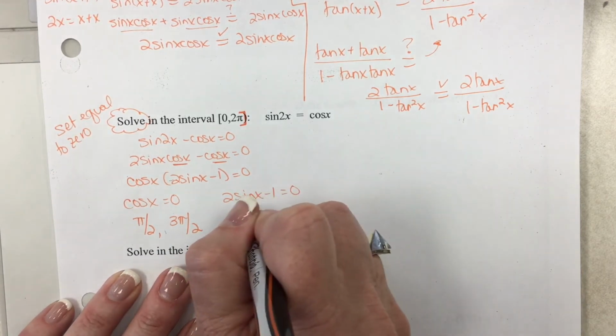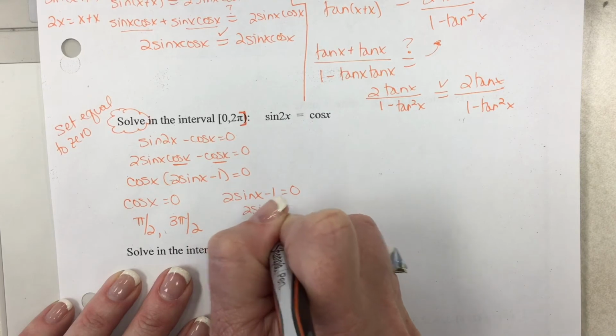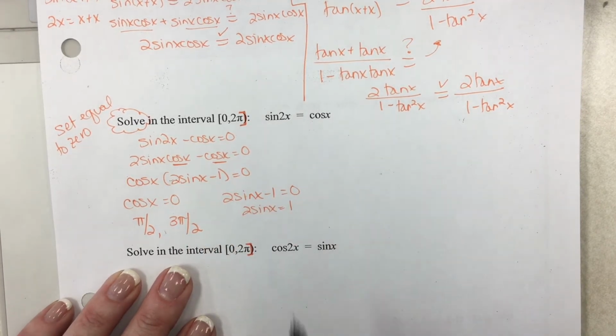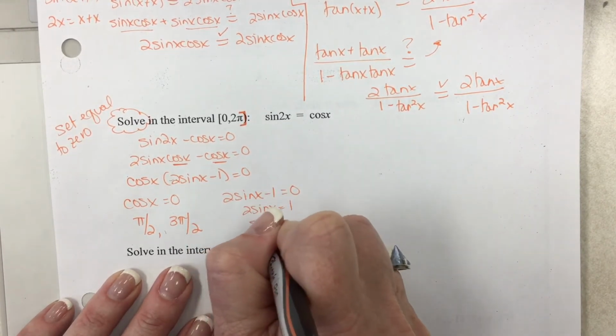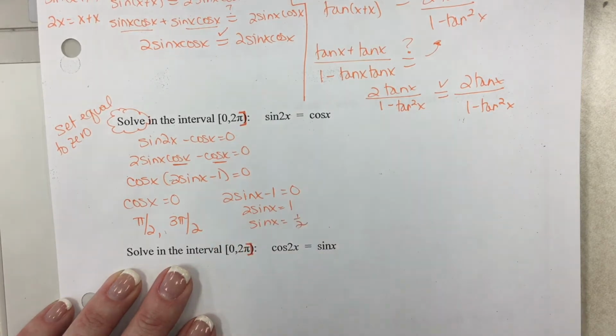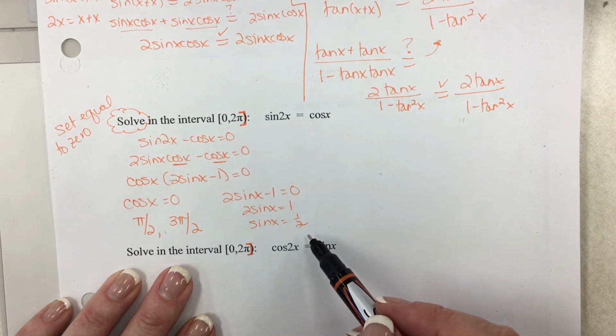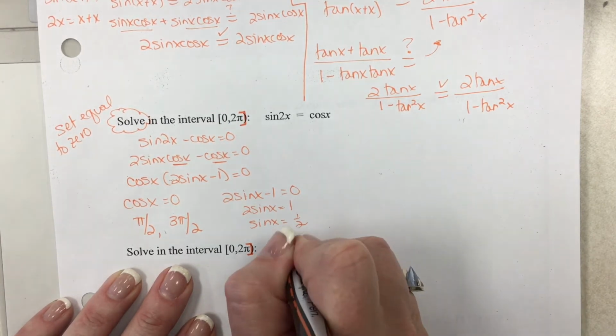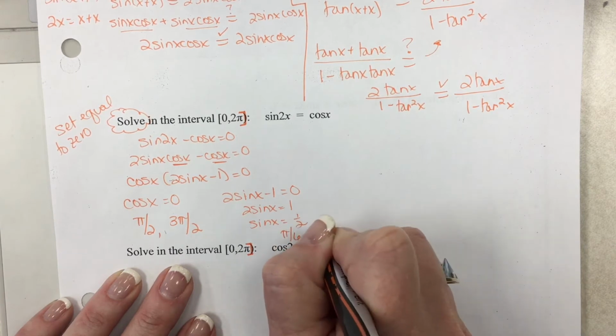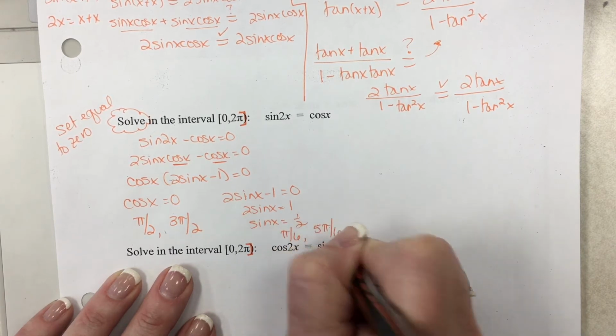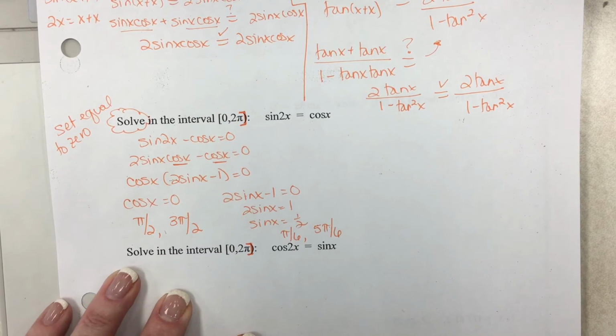Now the second one, I've got to do a little bit of maneuvering before I can get just a sine. So I add 1 to both sides, and then I divide by 2. So now I look at the unit circle, and I find out where is sine 1/2. And I see that sine is 1/2 at pi over 6 and 5 pi over 6.